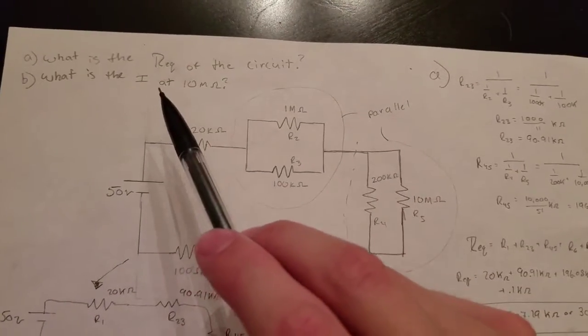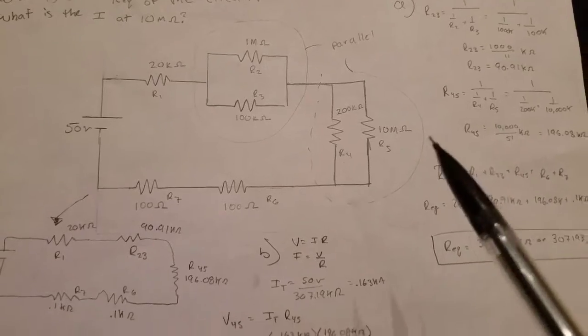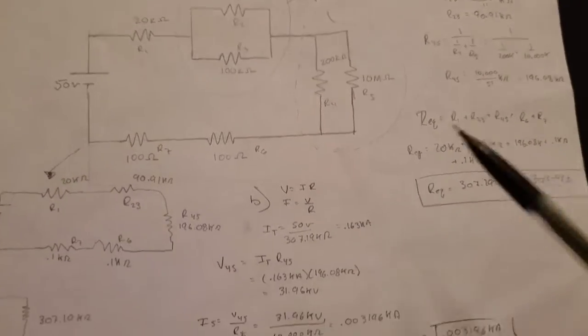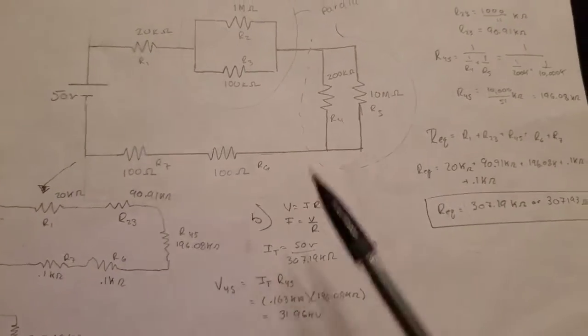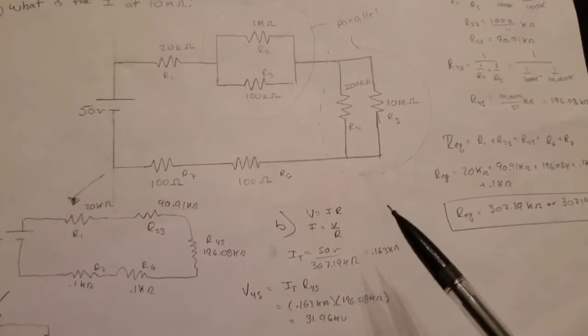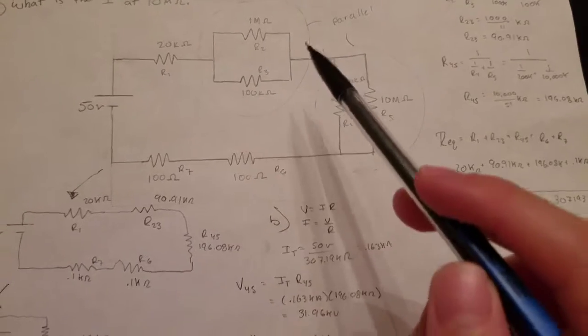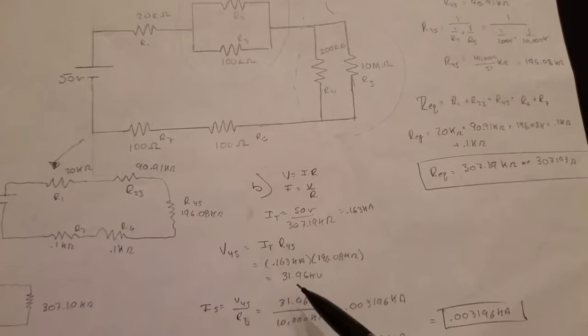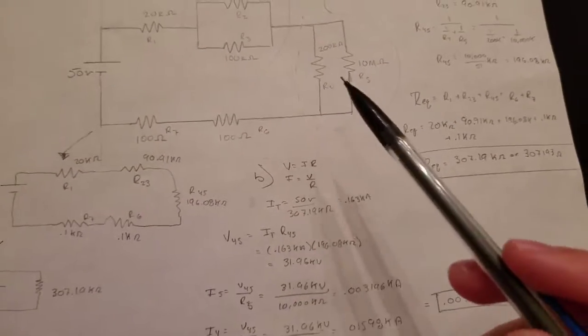Next, we have to find the current at the 10 mega ohms listed right here. And of course, to find the current right there, we have to get the total current of the system, which is of course 50 volts over our resistance that we got. We have to next find the voltage drop listed right there, which is going to be 31.96 kilovolts, and that's going to be our voltage right there.